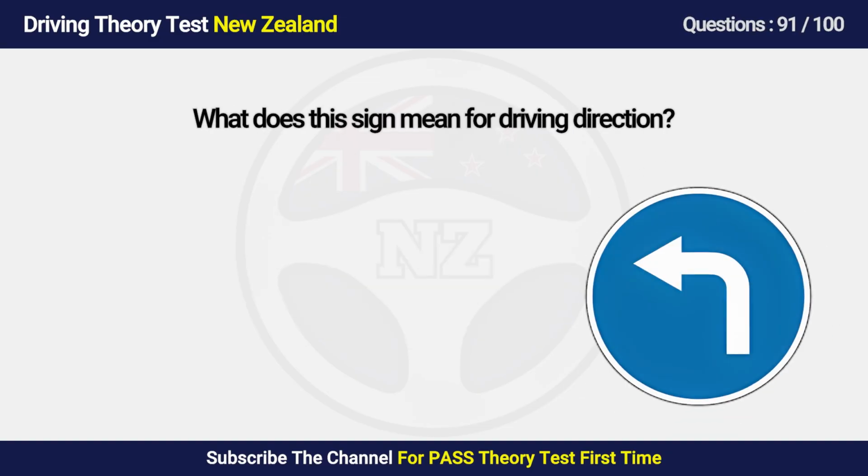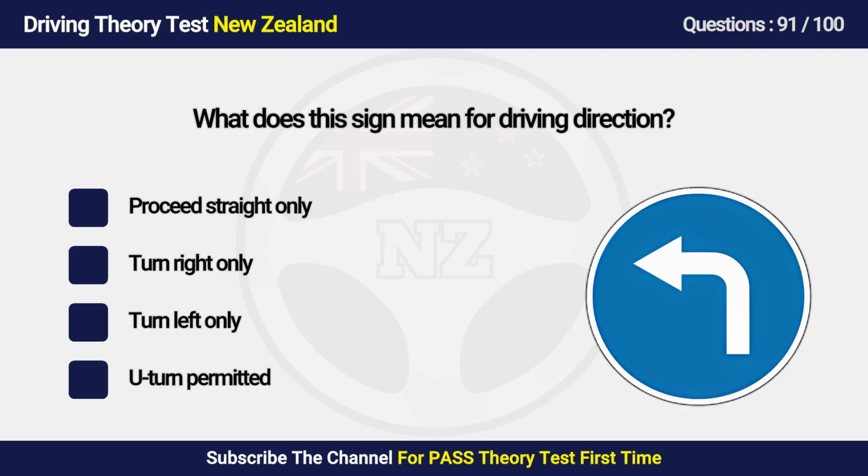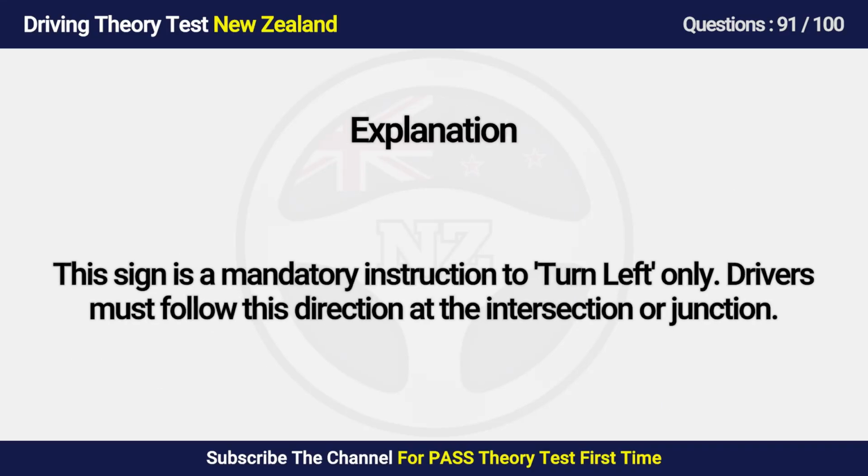Question 91. What does this sign mean for driving direction? A. Proceed straight only. B. Turn right only. C. Turn left only. D. U-turn permitted. Answer is C. Turn left only. This sign is a mandatory instruction to turn left only. Drivers must follow this direction at the intersection or junction.